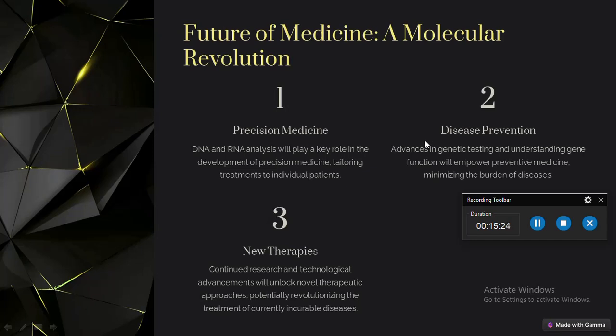In disease prevention, advances in genetic testing and understanding gene function will empower preventive medicine and minimize the burden of the disease. New therapies: continued research and technological advancement will unlock novel therapeutic approaches, potentially making a revolution in the treatment of currently incurable diseases.